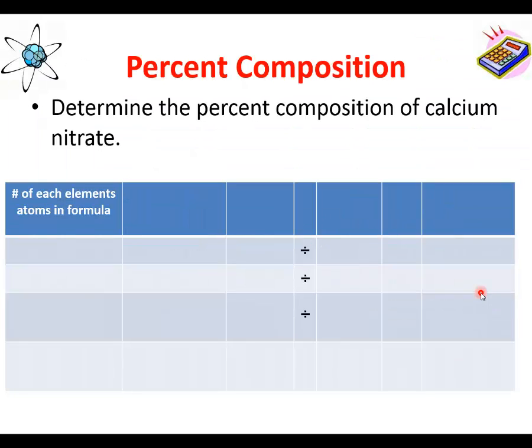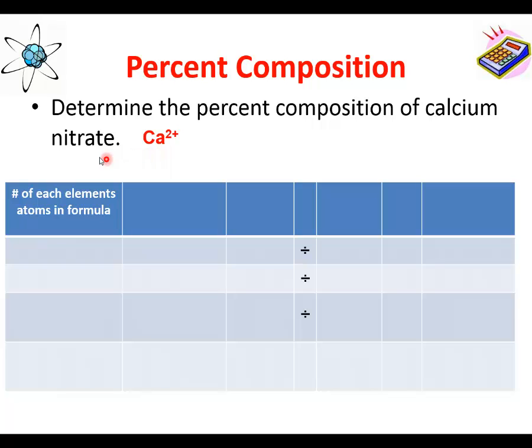Now let's find the mass percent of every element in calcium nitrate. So here I'm given the name of a compound, so I'm going to have to be able to write the formula from that name. Now the cation in this formula is calcium. It's an alkaline earth metal in group 2, so it's a 2+ charge.